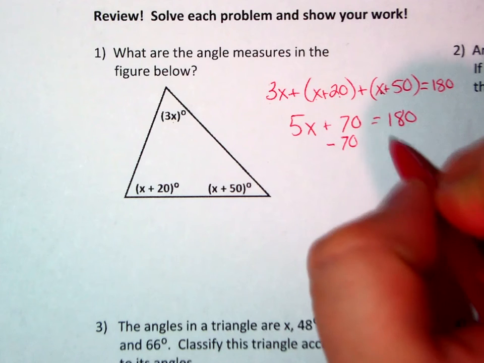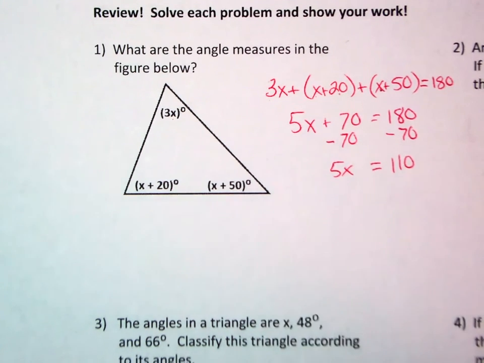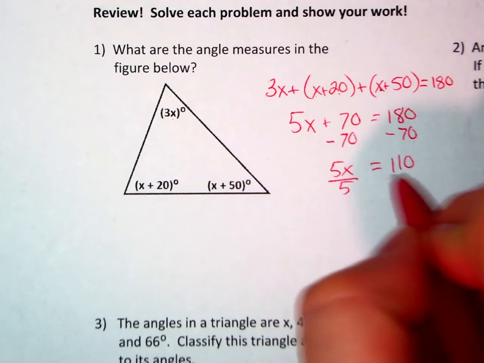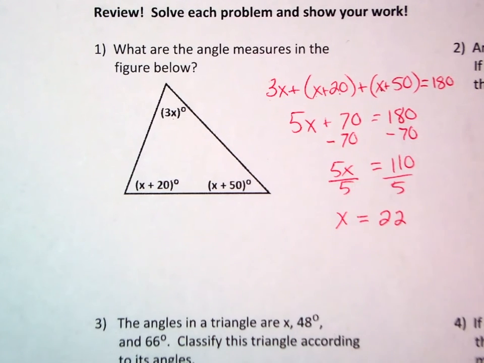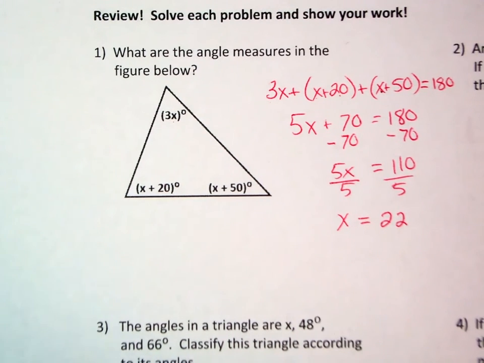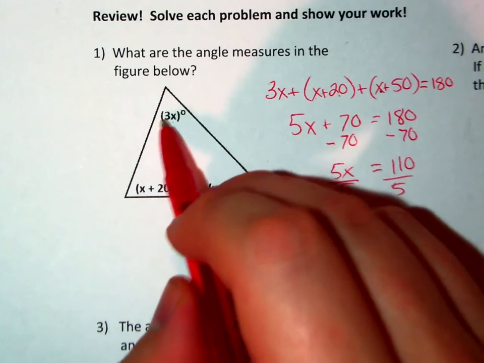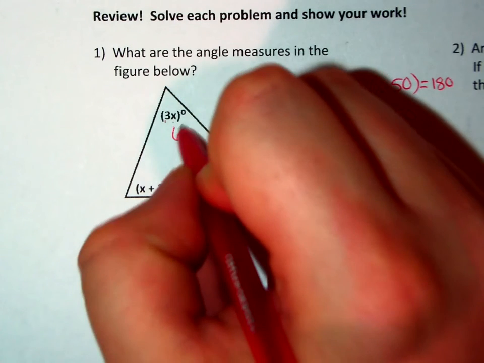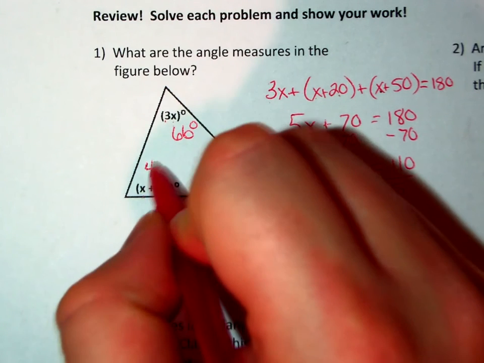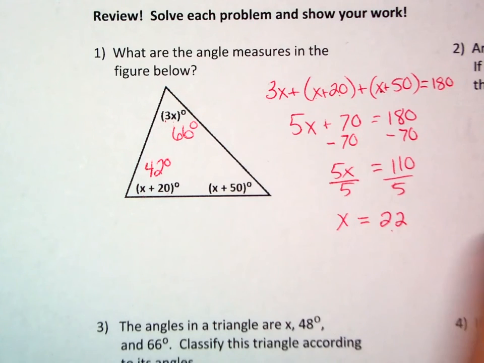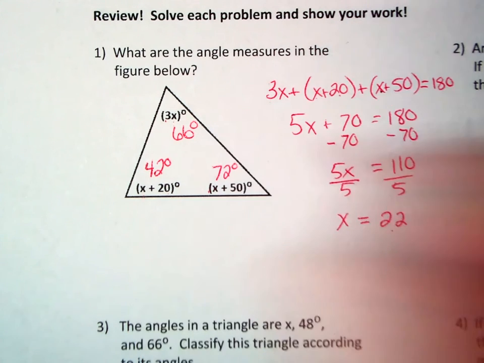Subtract 70 from both sides. So 5x equals 110. Divide both sides by 5, and my value of x equals 22. 22 tells me nothing of the angle measures. Simply, it tells me the x value within the angle measure. So 3 times 22 would give me 66 degrees. 22 plus 20 would give me 42 degrees. 22 plus 50 would give me 72 degrees.